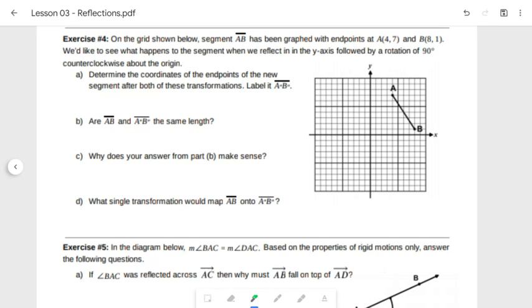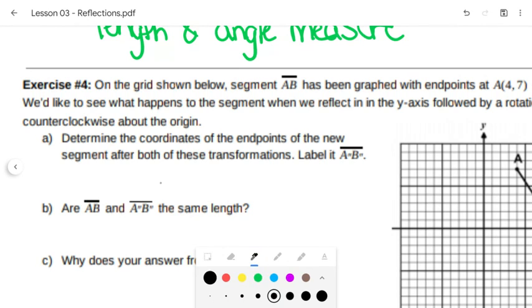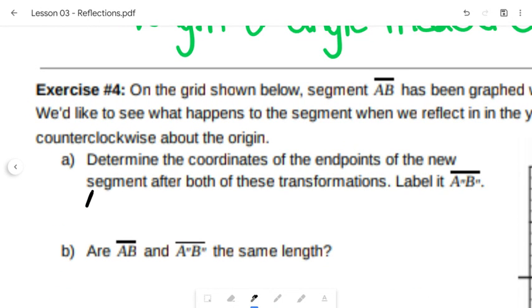So we have the line segment AB given to us. We have the endpoints. We'd like to see what happens when we reflect in the y-axis, then follow it up by a rotation of 90 degrees counterclockwise about the origin. So first, let's just do this. I'm going to write out A, just so I have my points together. So that was 4, 7. And B was 8, 1.